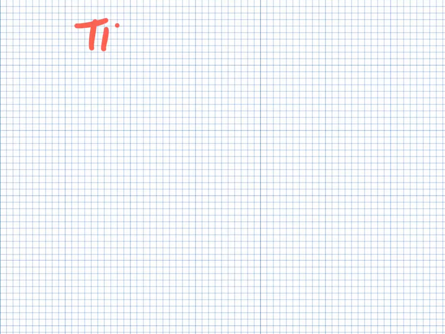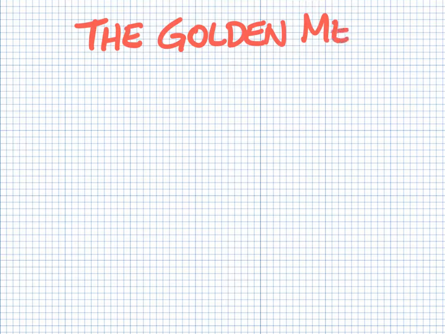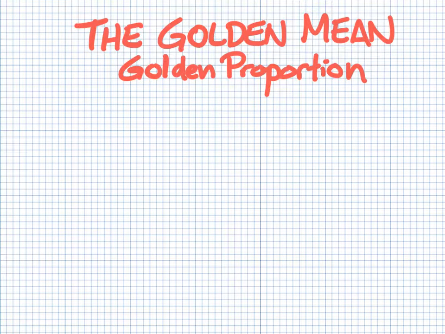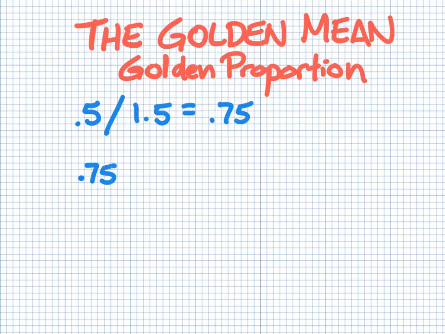In this session, we're going to talk about the golden mean, or the golden proportion. There is a number somewhere in which the smaller number is the same ratio as the bigger number. If we had 1/2 and 1.5, and we did 1/2 of 1.5, it would be 0.75. If we did 3/4 of 1 3/4, it would come out to 1 1/3 about.